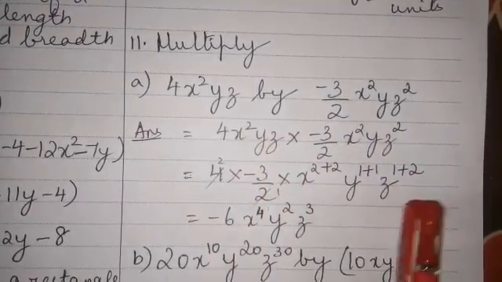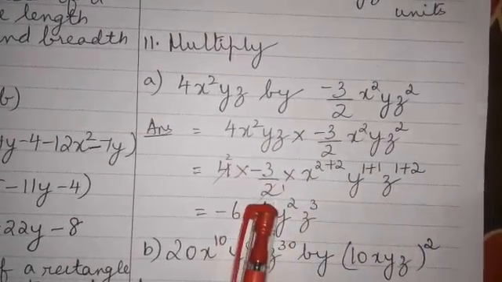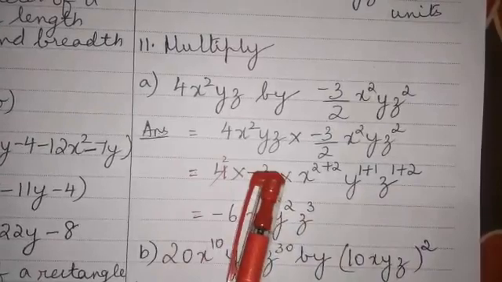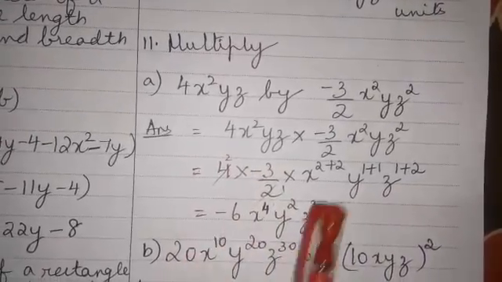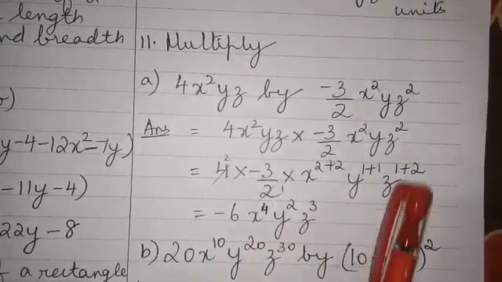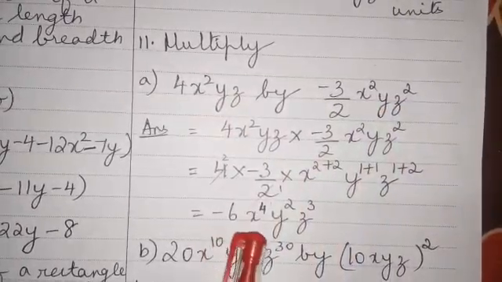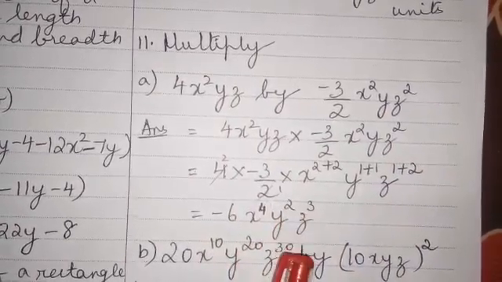So we have now multiplied. Let's simplify this. 2 ones are 2, 2 twos are 4. And 2 into minus 3 is minus 6. And this gives us x to the power 4, y to the power 2, z cubed. So the product of these two expressions is minus 6 x to the power 4 y² z³.